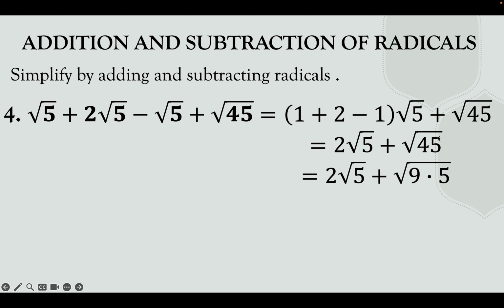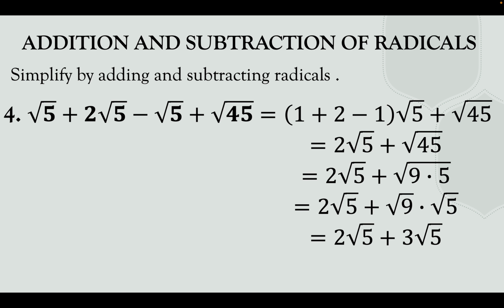What is the factor of 45? One of them is a perfect square. We have 9 times 5, that is 45. Since square root of 9, class, is a perfect square, we can simplify that one. So we have 2 square root of 5 plus 3 square root of 5. Since they have the same index and radicand now, you can add this one, class. So 2 square root of 5 plus 3 square root of 5, we have 5 square root of 5.